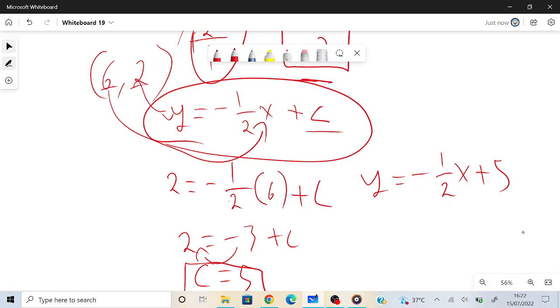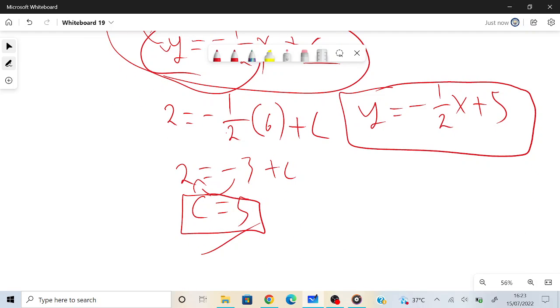Always remember to write it back in the format of y equals mx plus c, because a lot of students just get the c and leave it as it is. They expect the examiner or the marker to know how to write the answer, but you need to always show how exactly you derived your answer.